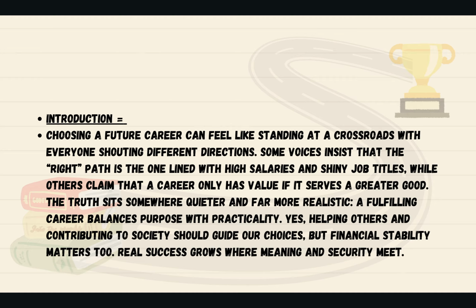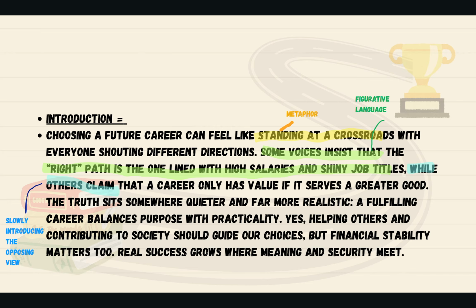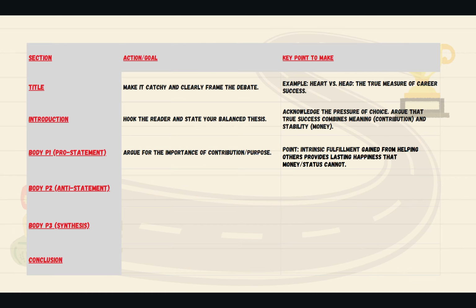If we have a go at analysing this paragraph, we can see standing at a crossroads is an example of a metaphor. "Some voices insist that the right path is the one lined with high salaries and shiny job titles" is an example of figurative language. "Others claim" shows that we're slowly introducing the opposing view. And the next paragraph will look at arguing for the importance of contribution or purpose.